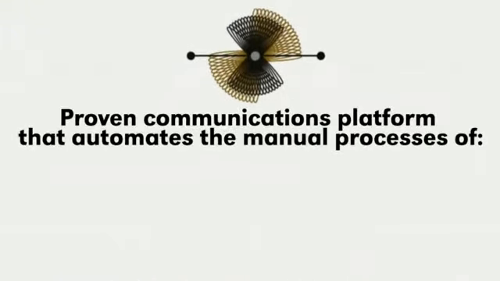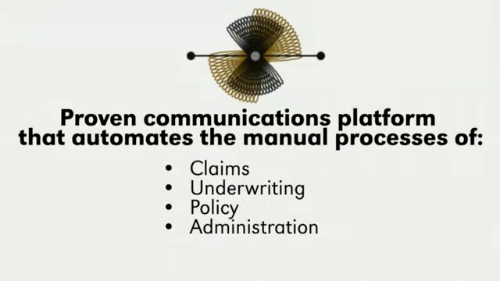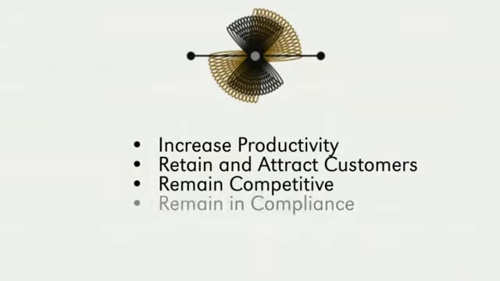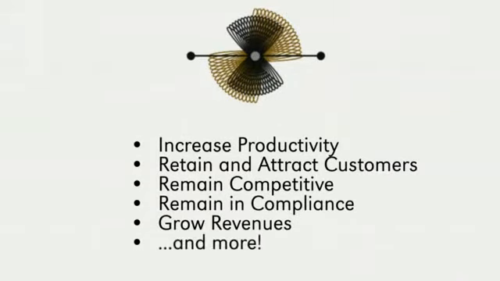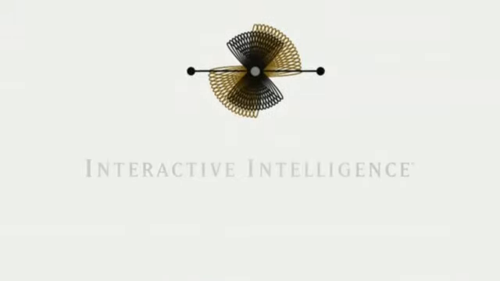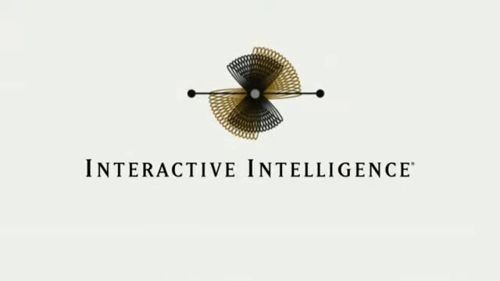Built on a proven communications platform, IPA automates not only an insurance organization's claim process, but the underwriting, policy, and administration processes as well. This allows your organization to be more productive, retain and attract new customers, remain competitive, create more foolproof and efficient processes to avoid penalty, grow revenues, and streamline your entire business. Take a look at your insurance business and let us help you automate that process.